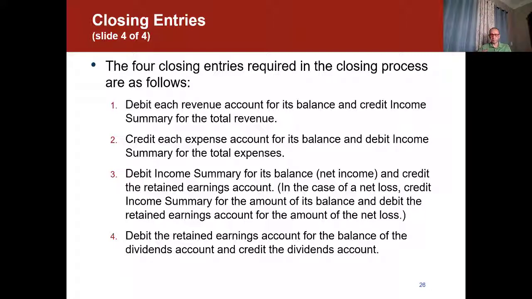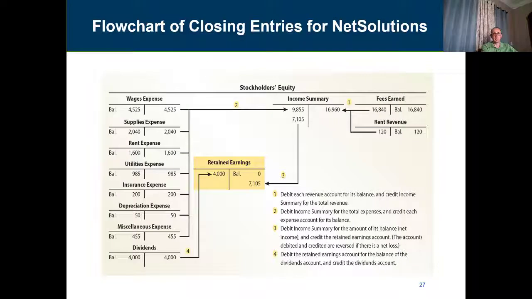So in step number 3, I just want you to pay attention to one thing. If income summary is going to be debited, then we have a net income. But if it's going to be credited, then we have a net loss. And then in the last step, we debit the retained earnings account for the balance of the dividends account and credit the dividends account. So let's see how this would look on the T accounts.